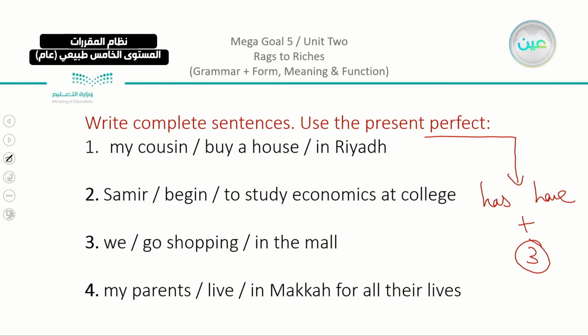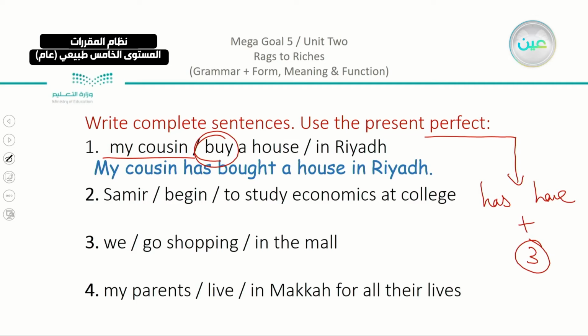Now the first one, we have here my cousin, which is singular. So which means that I'm going to put has. And we have here the verb buy, which has to be in the past participle, which gives us the sentence, my cousin has bought a house in Riyadh. My cousin, singular, has bought.